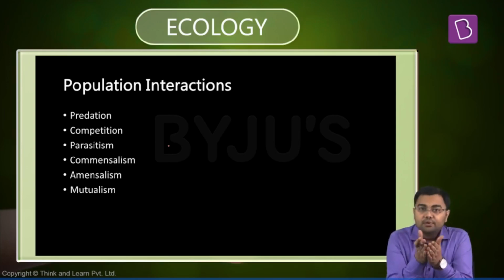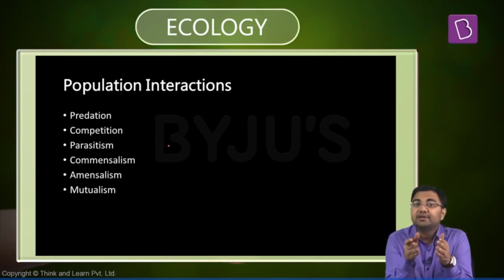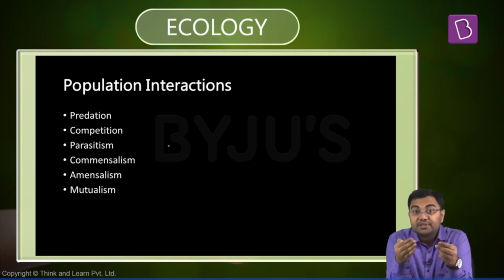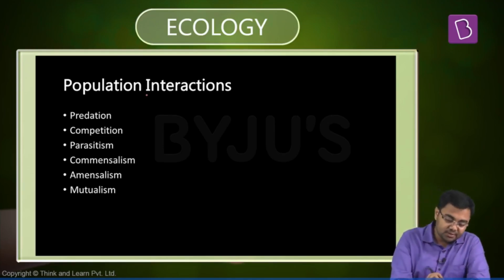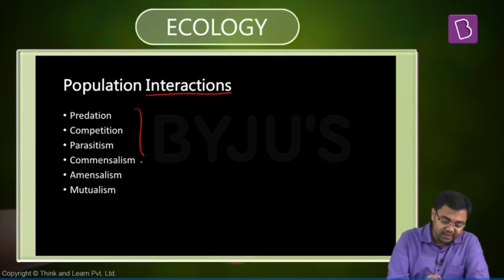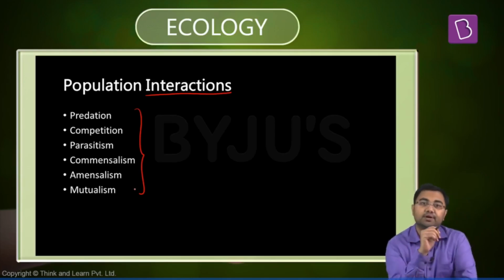Now the next thing that we need to look at is how organisms interact with one another. We have seen that they have a functional role in the habitat, which is called a niche. We know that there is an interaction happening. There is competition at times between these organisms, but in how many ways do these organisms interact? This is the next thing that we will look into.